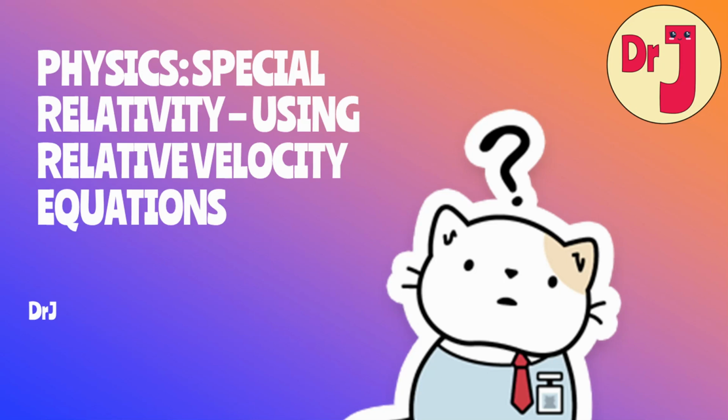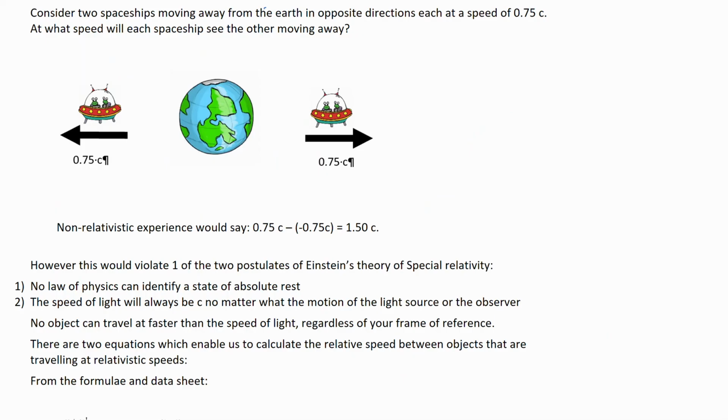In today's video, we will be looking at special relativity and in particular using the relative velocity equations. Let's consider two spaceships moving away from the Earth in opposite directions, each at a speed of 0.75 c. At what speed will each spaceship see the other moving away? So you can see here the scenario. We have our Earth and then we have our two spaceships moving in opposite directions from the Earth.